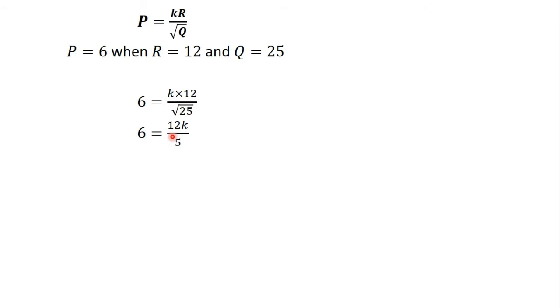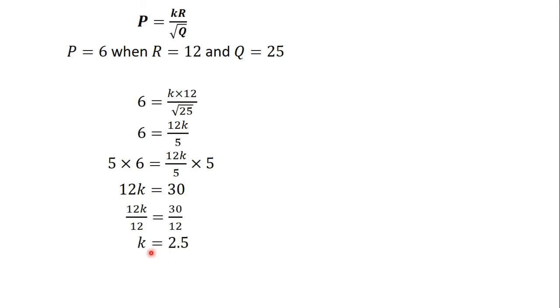To find the value of K, I'll multiply the left hand side by 5 and the right hand side by 5, and this will give us 12K is equal to 30. We divide both sides by 12 and K is equal to 2.5. So if K is equal to 2.5, it means that we can replace this K here with 2.5. So P is equal to 2.5R divided by the square root of Q. We now have the equation connecting P, R, and Q.